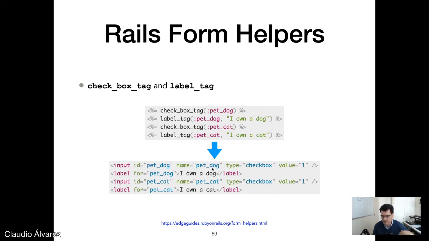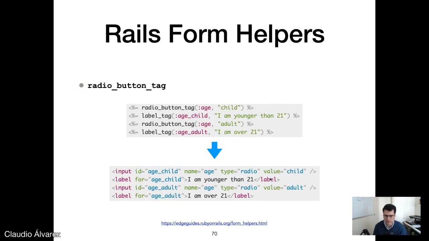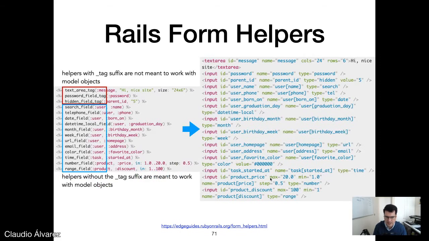So if you put the pet dog, then the value of the checkbox will arrive at the controller action, and you will be able to retrieve it by using the params hash. And there are many helpers available. You got the text area, the password field tag, the hidden field tag. You got helpers which have a tag suffix in the name, which are not meant to work with model objects. And then you got a great amount of fields which are intended to work with model objects, as we will see in a minute.